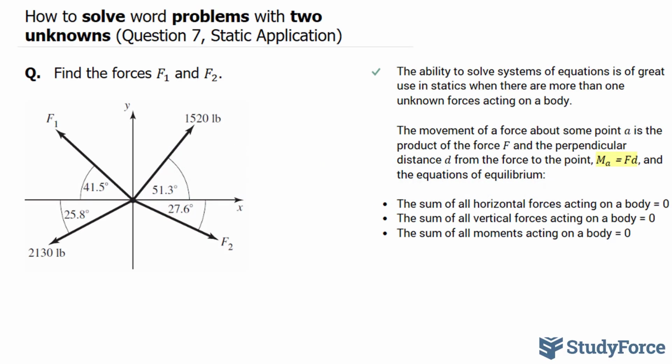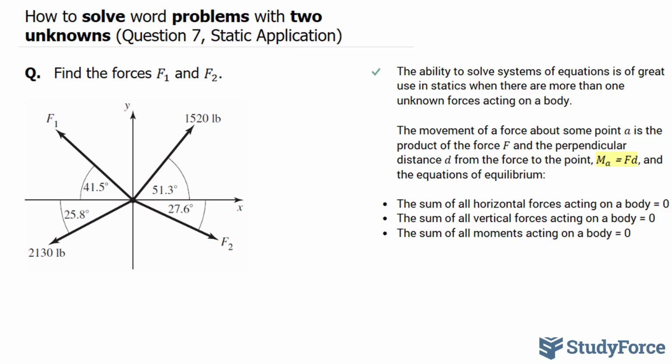In question 7 of this series, I'll show you how to solve a static application word problem. Before we begin answering this, where we have to find force 1 and force 2 of these forces acting on this body, keep in mind that if a body or an object is at equilibrium, where it's not moving at all, it's referred to as being static.